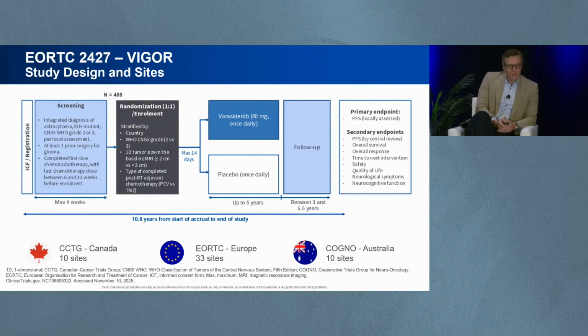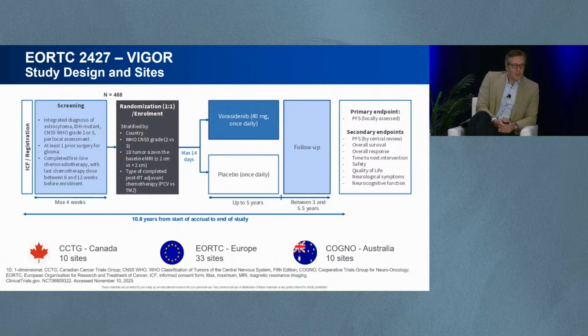We will randomize patients in a 1-to-1 fashion to either placebo, that's the control arm, or vorasidenib given for up to 5 years, and we'll follow up the patients to read out the primary endpoint of locally assessed PFS, and we'll also assess a number of secondary endpoints, including overall survival. We will enroll a total of 468 patients, so it's a large trial, and it will take 10.8 years until we reach the primary endpoint, so quite a long time.